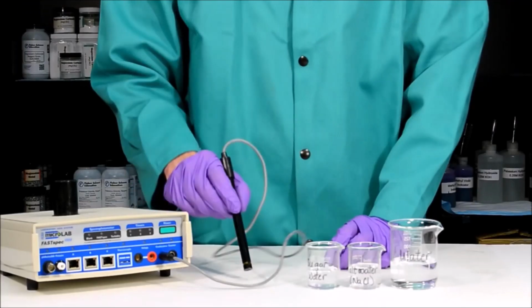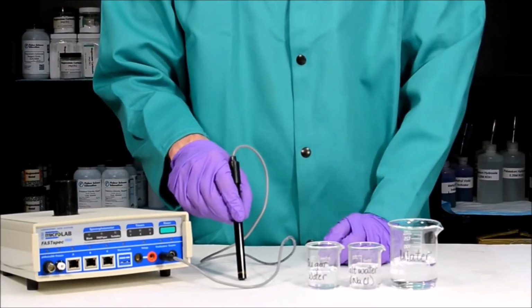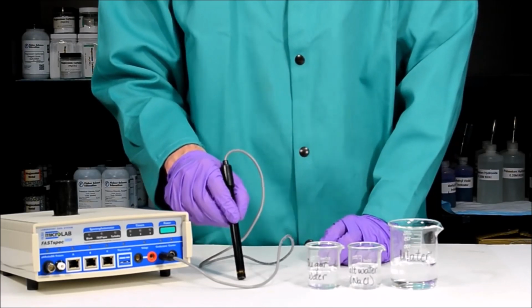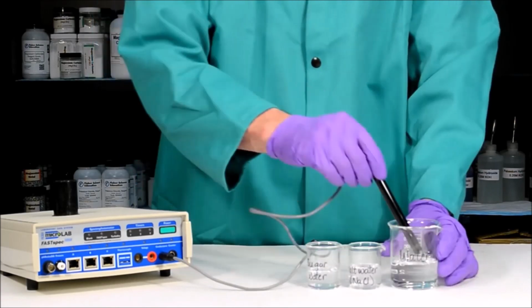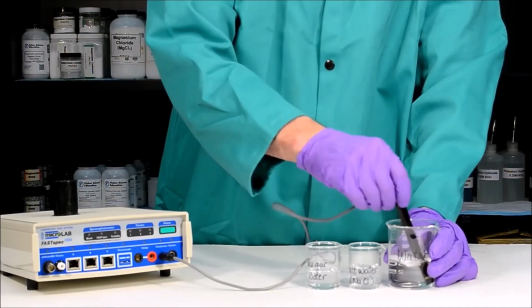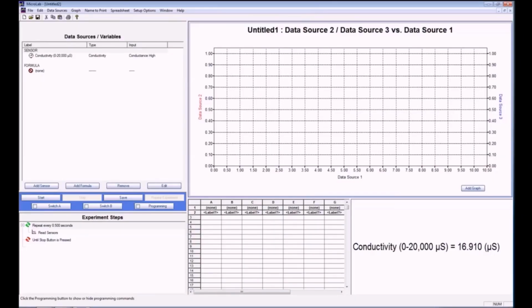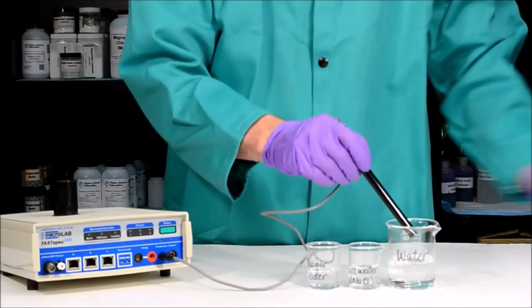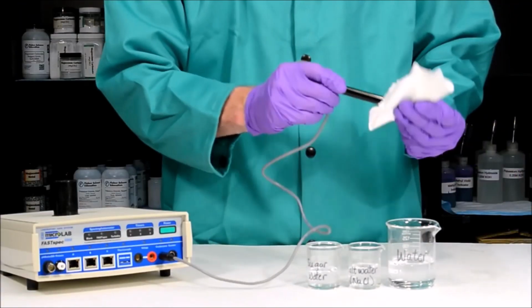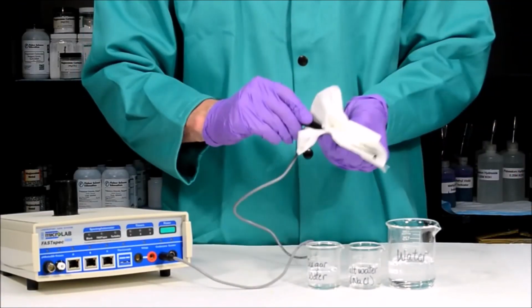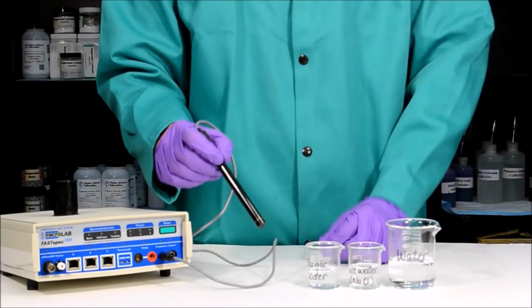Once we have the conductivity probe attached to the microlab and the microlab software ready to make a measurement, we first want to clean the conductivity probe by swirling it in some deionized water. As you can see, there's a small conductivity reading as the probe is swirled in deionized water. Then simply use a paper towel to dry the conductivity probe as best you can. It's not essential that it's 100% dry.